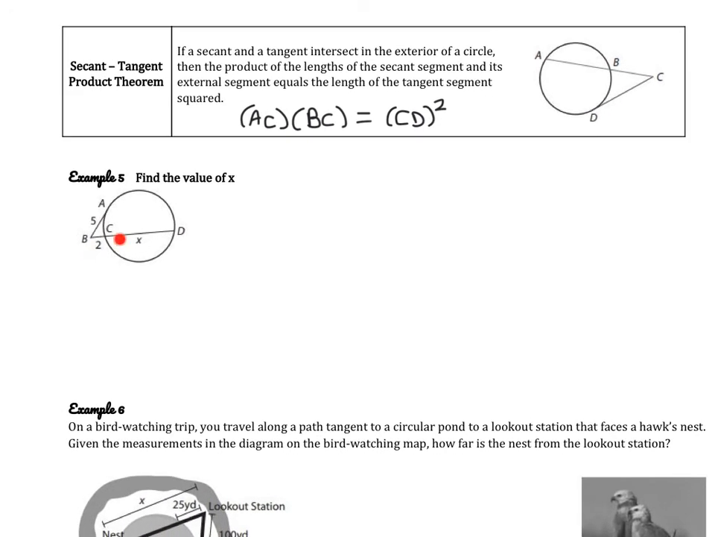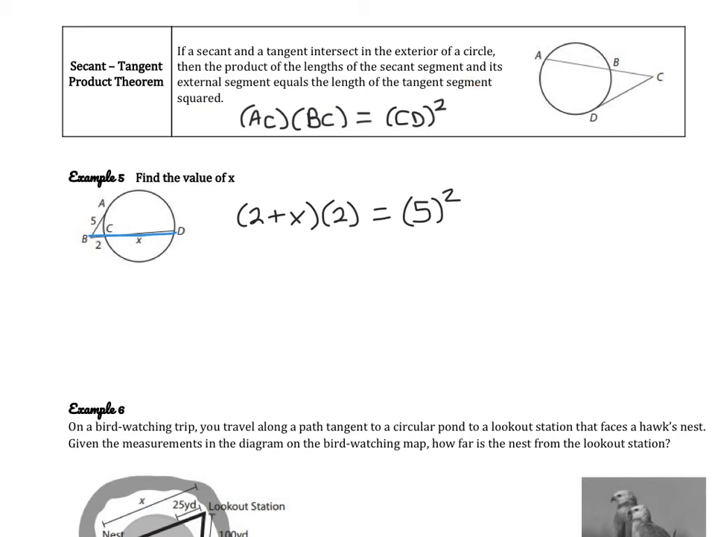Okay, so for example 5, let's see if we can use a secant tangent product to help us find x. So here, again, we're going to do the total of our secant BD. So the total is 2 plus x. Remember, we have to take the sum of the two smaller segments, times the external portion, so times 2, equals 5 squared, the tangent segment squared.